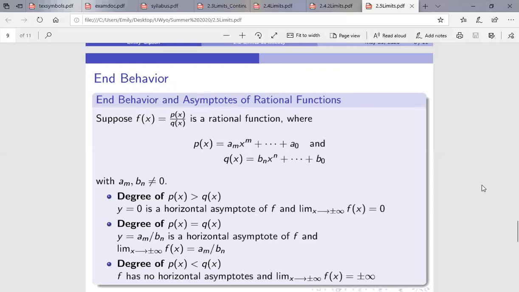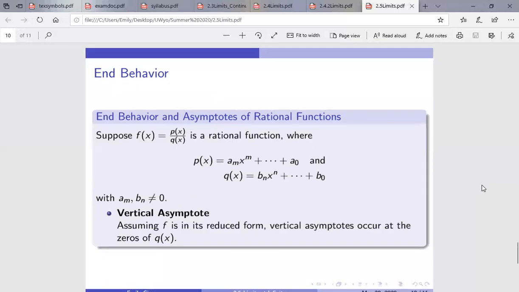Next, we've got what if the degrees are equal? So what if I've got some x squared polynomial divided by another x squared polynomial? In that case, y equals our leading coefficients, a_m divided by b_n, as a horizontal asymptote of f, and the limit as x approaches positive and negative infinity of f of x approaches a_m divided by b_n. Finally, we have the degree of p is greater than q, and in this case, f has no horizontal asymptotes, and the limit as x approaches plus or minus infinity of f of x equals plus or minus infinity. It really depends on the degree that we just saw.